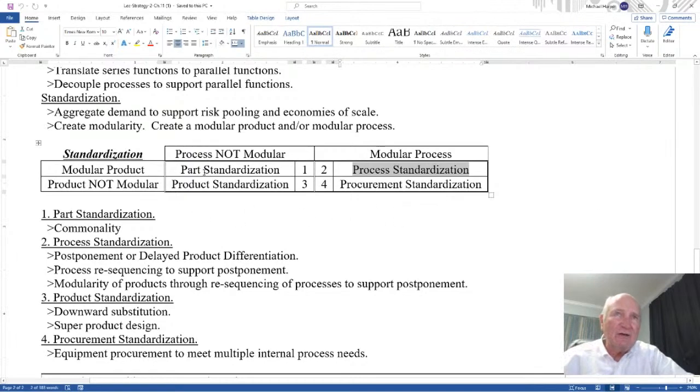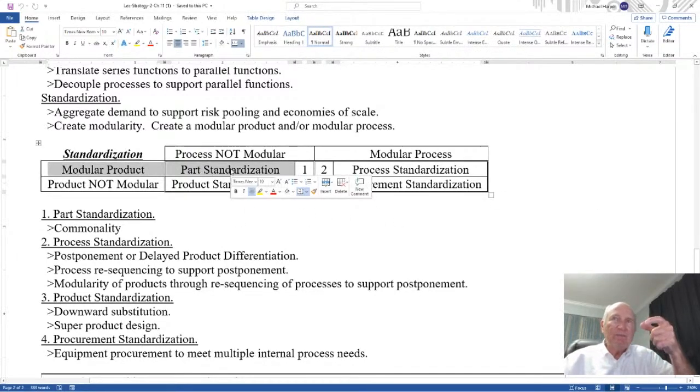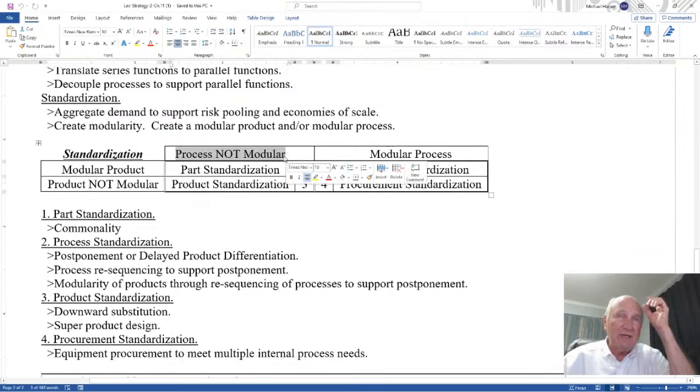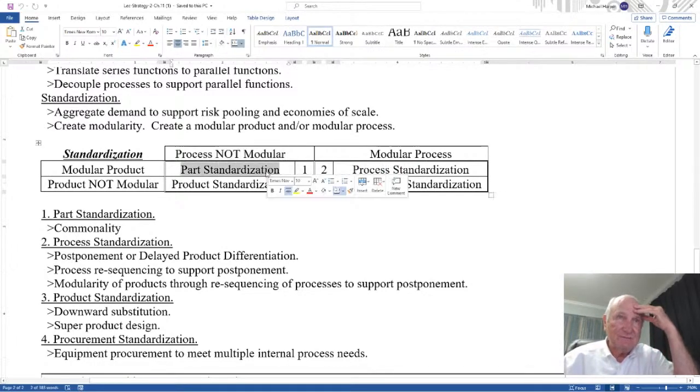Well, actually, let's start here. Part standardization. The product is modularized. Okay, I did that backwards. The product is modularized, and so you have something like a cell phone or an automobile, which is fairly modular, especially today. You have different modules that make up the product. Now, if the process is not modular to make each of these, then you can have something called part standardization.